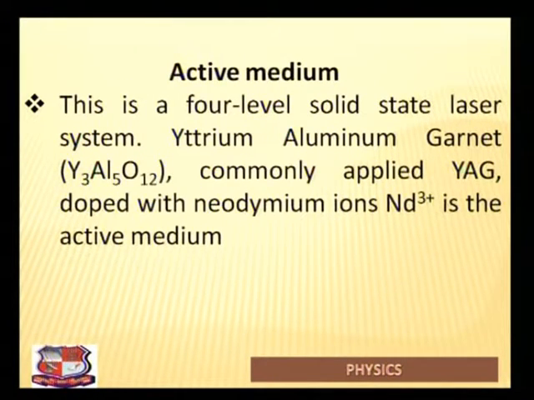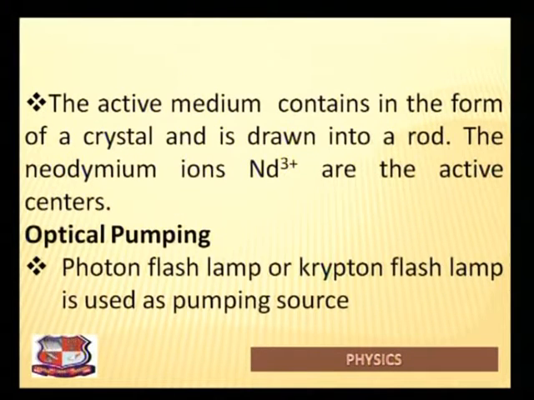Active medium. This is a 4-level solid-state laser system. Yttrium aluminum garnet, commonly called a YAG, is doped with neodymium, and is the active medium, where Nd3+ ions are the active centers. Then, about the optical pumping, a xenon flash lamp or a krypton flash lamp is used as the optical pumping source.